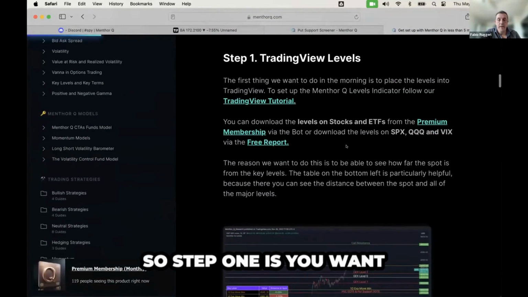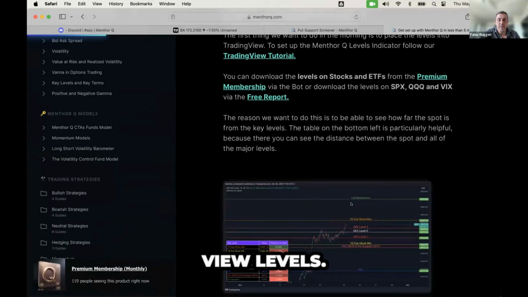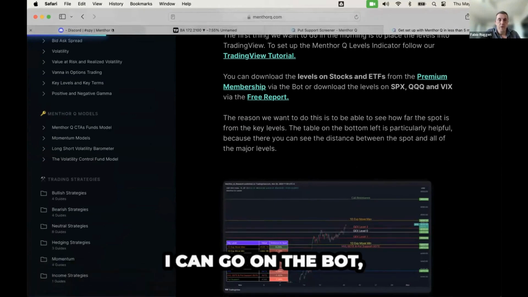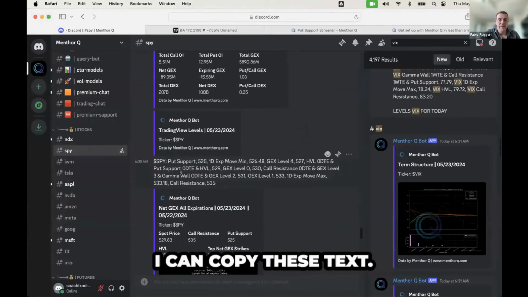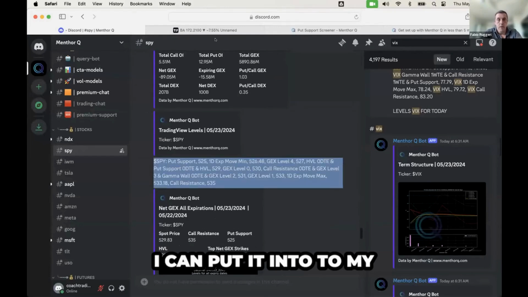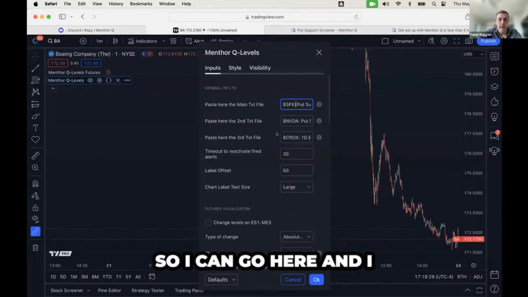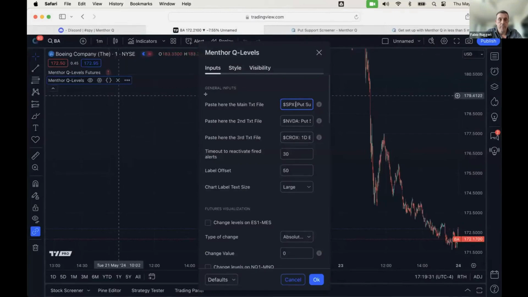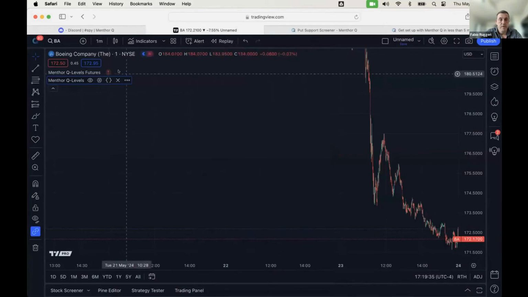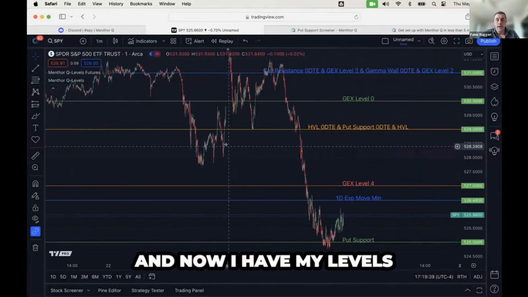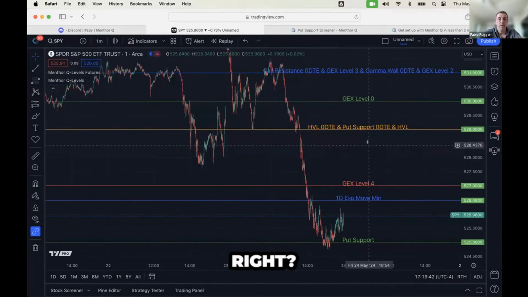Step one is you want to build your TradingView levels. So again, I can go on the bot, look at the TradingView levels, copy this text, and put it into my chart. So I can go here and put it here. Now I can go to SPY, and now I have my levels for the day, right? So that's step number one.